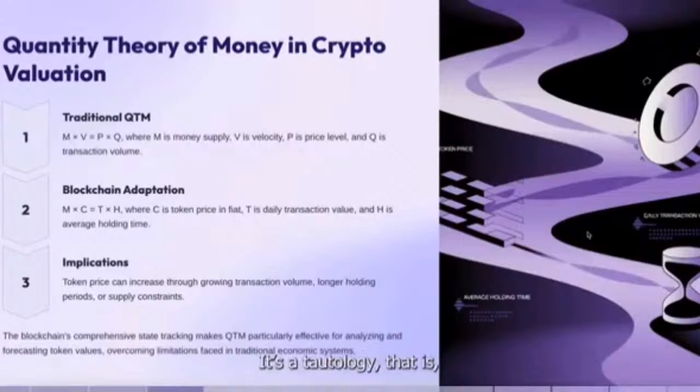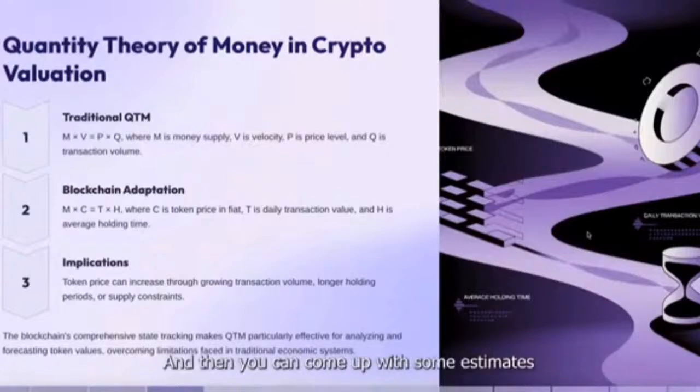It's a tautology. You have two sides of an equation, and once you break it down, you're like, yeah, obviously A should equal B. But the key is that if you're using this to study projects in the pre-launch stage, you can come up with some assumptions of things like the expected transaction volume or the holding time, and then you can come up with some estimates around the valuation of those projects.